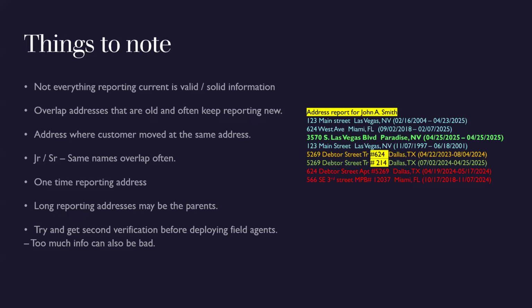Another thing to know is if you're in an area that has a lot of trailer parks, where people don't really move too often, look at where you see Debtor Street here as an example. You see 624 and 214. This may be a trailer park where they moved from trailer 214 to trailer 624. Be mindful of that, because it is a common occurrence. If you're checking trailer 214 in a large trailer park, you might be half a mile off and need to go to 624.